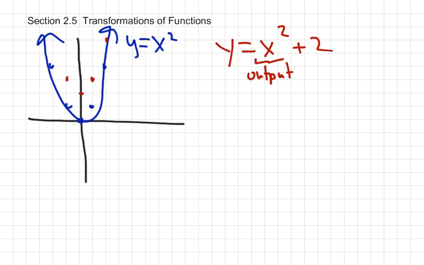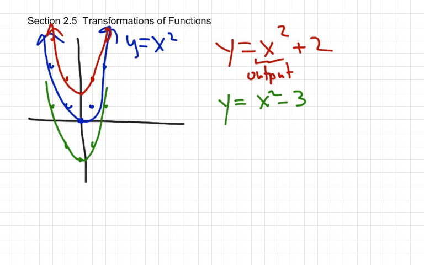Oops, that one was in the wrong place. And that's what the function's going to look like. If I do something like y equals x squared minus 3, I'm going to subtract 3 from all the outputs of the original function. So I'm going to move everything down 3 units. And it looks like this.